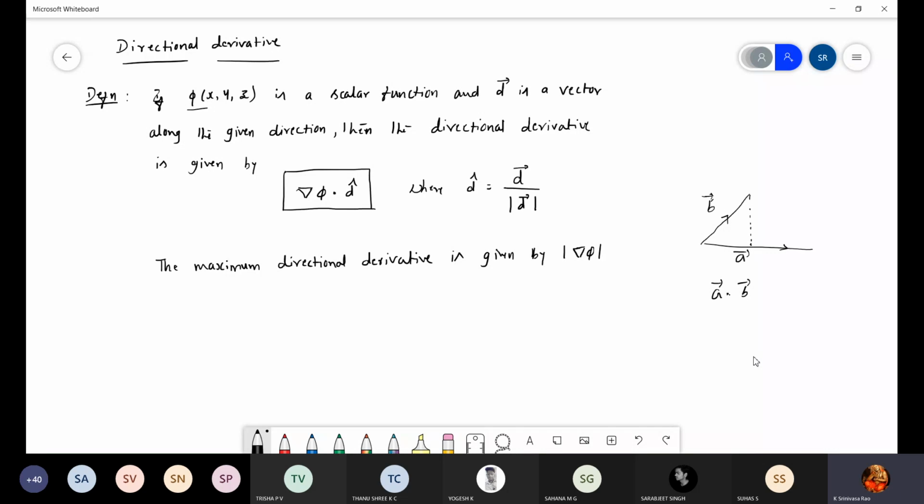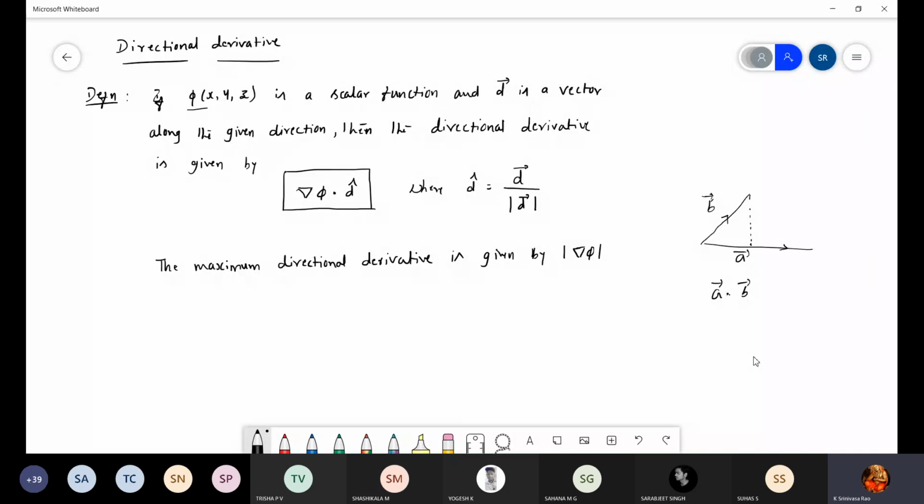Okay. Coming to the problem. Clear? Is there any doubt in this topic, in this definition? No, sir. Okay. We'll go to the problems.